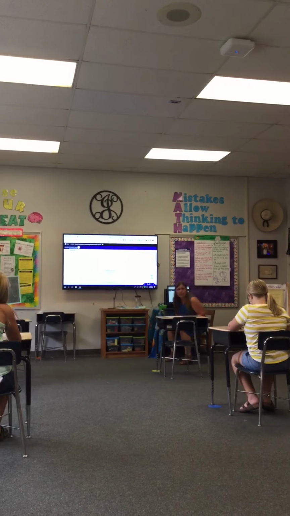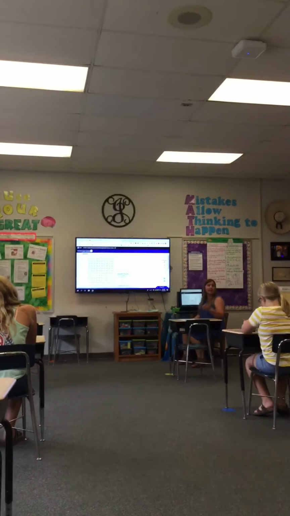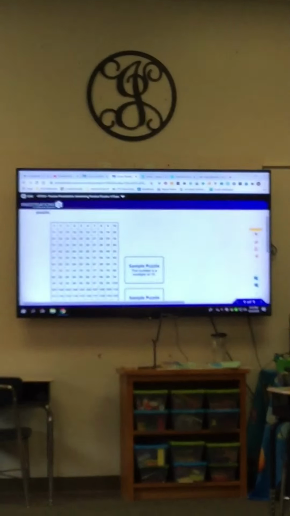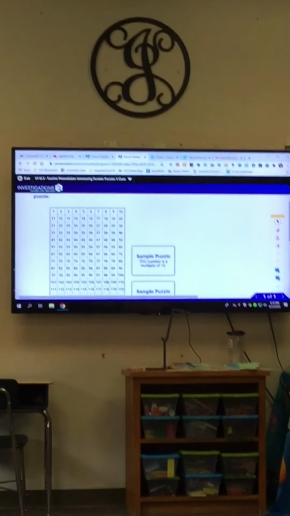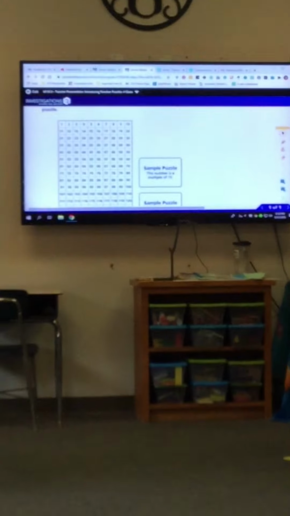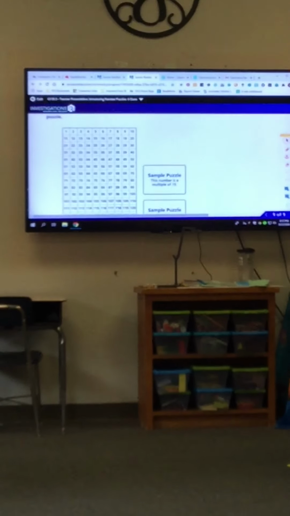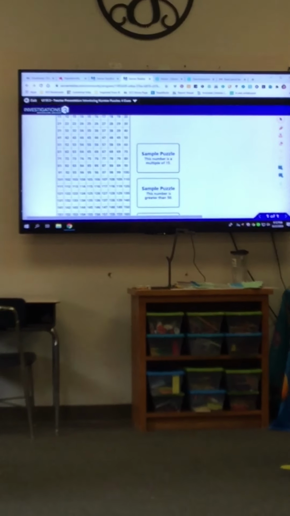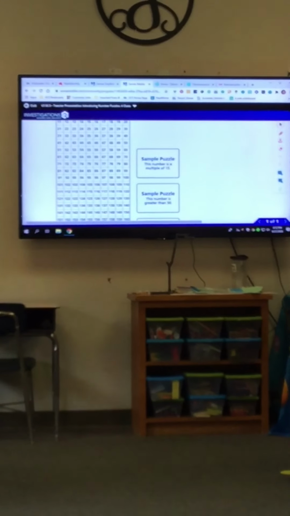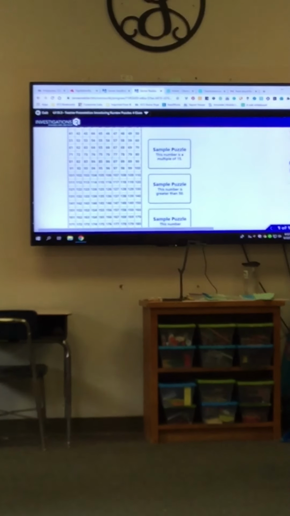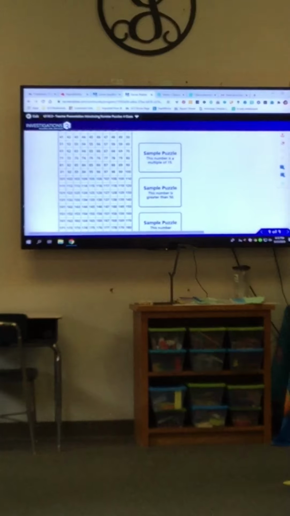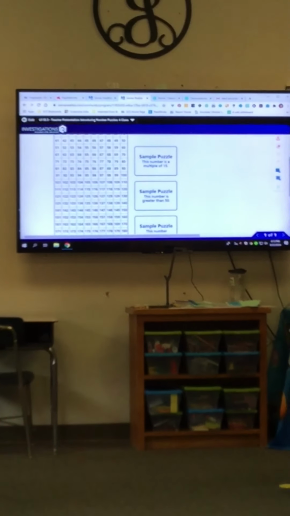So now let's see if we can solve this puzzle. I've already done the teach it. Now we're at the practice it. Then you're going to do the evidence by continuing on with number puzzles. Okay? You ready? All right. Now, clue 1. This sample puzzle, this number is a multiple of 15. It's a multiple of 15.